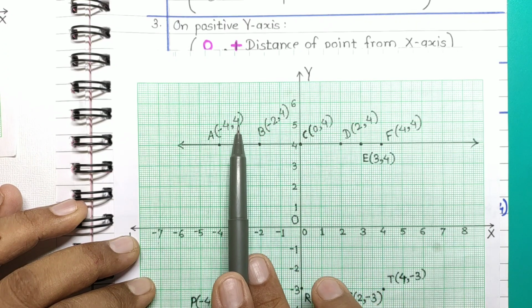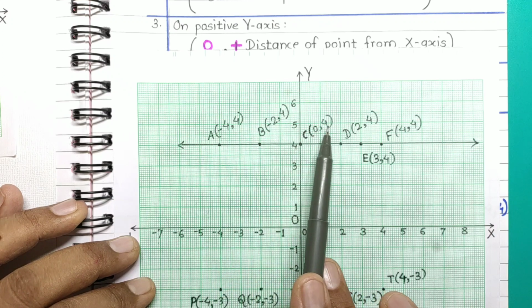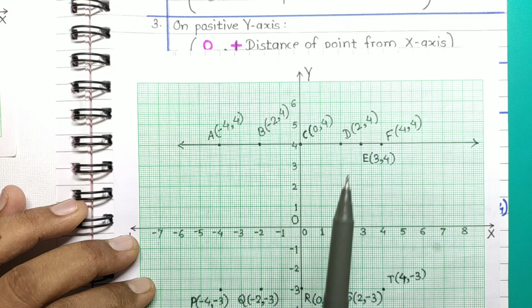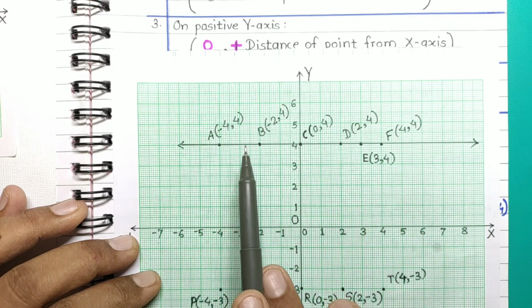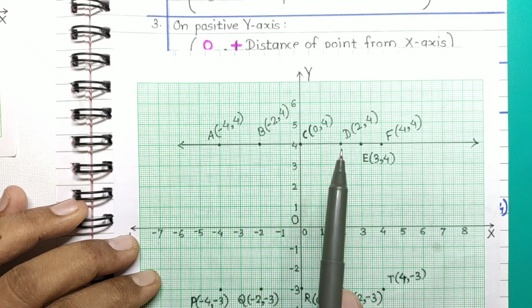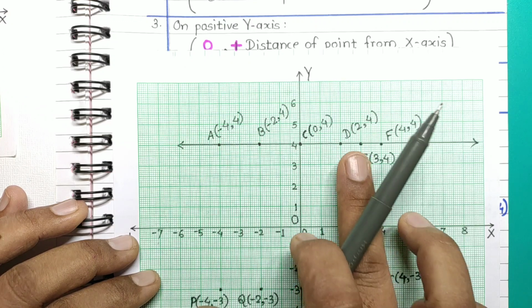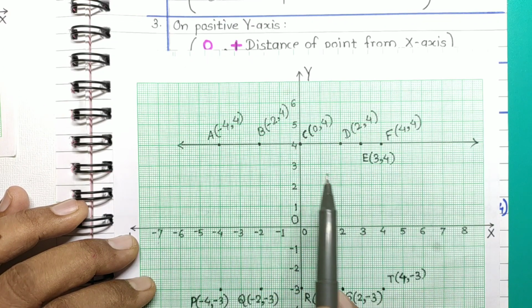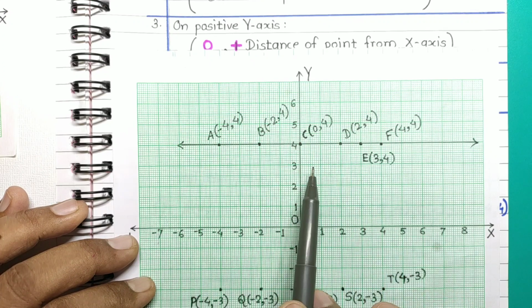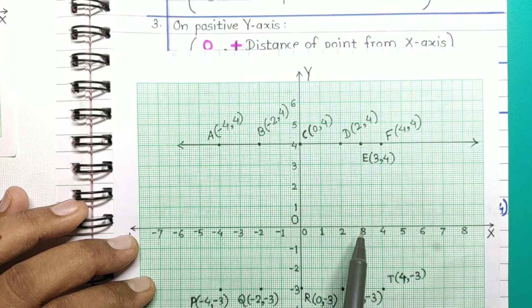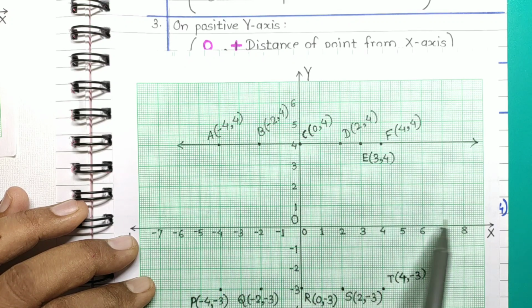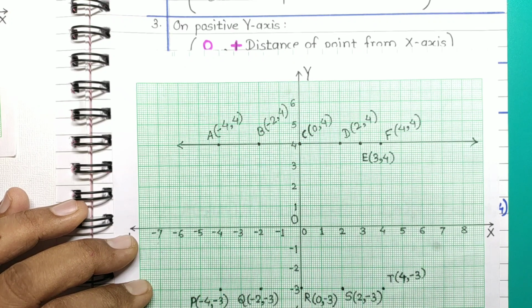See, here the y coordinate is 4. Here again all the points have y coordinate 4. That means the distances of all the points from the x-axis are 4. All the points are at the same distance from the x-axis. That means this line is parallel to the x-axis.